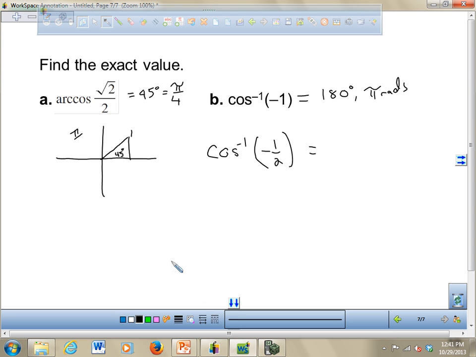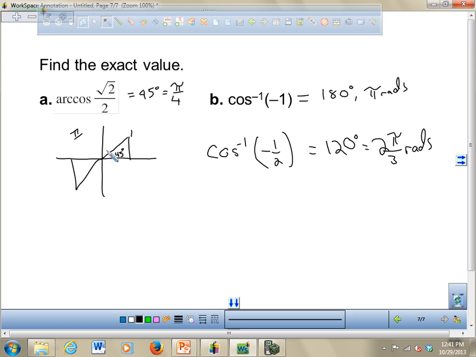Which quadrant am I in? That's right. Who said that? Excuse me? It's 120 degrees, or how many? What's that in radians? Is that 2 pi over 3? Okay. 2 pi over 3 radians. Because cosine is also negative 1/2 down here, right? But that's not in my range of my function.